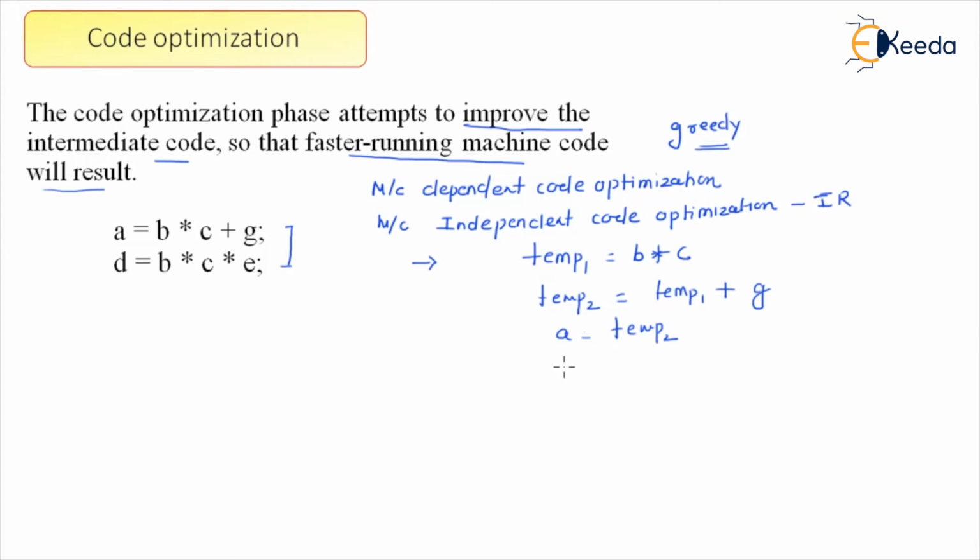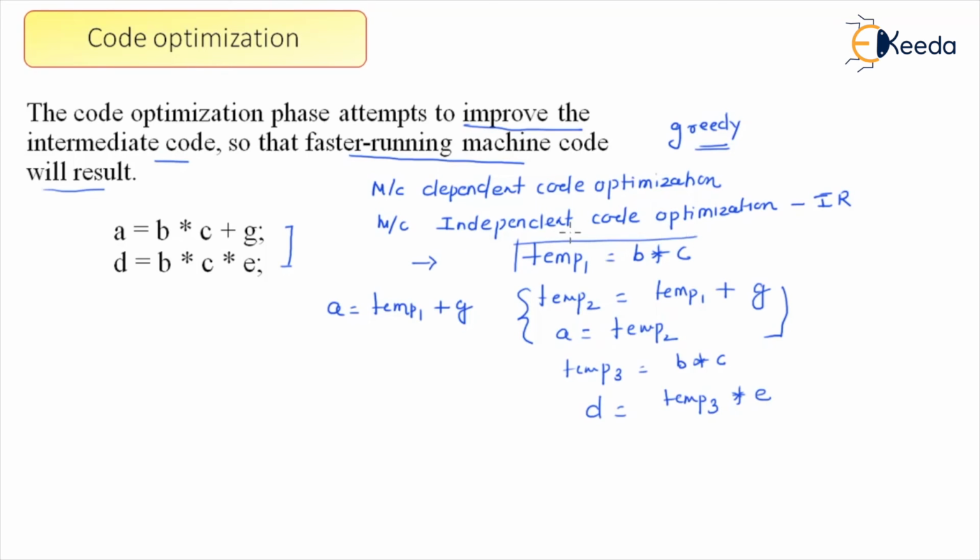Then for the next statement, let's say temp3 is equal to B multiplied by C, and then in 3 address code, finally D is equal to temp3 multiplied by E. Here also I can combine these two steps, just as A is equal to temp1 plus G directly, rather than two steps. But just observe that temp1 consists of the value B multiplied by C, and temp3 is also consisting of B multiplied by C.